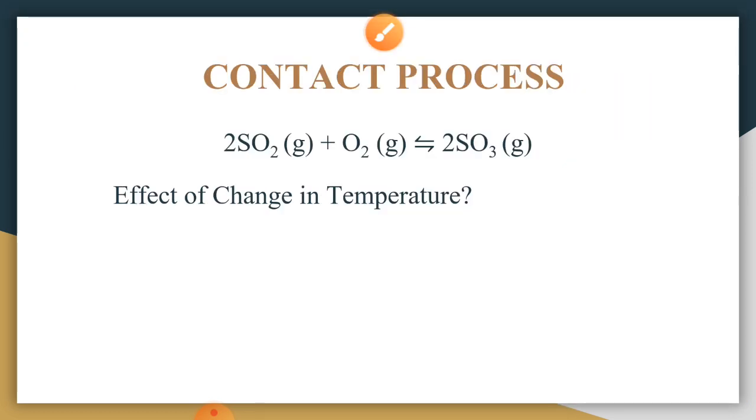But what happens is that, in the same case as Haber's process, if we decrease the temperature, the rate of reaction becomes too slow. So we kept the reaction conditions at a compromise temperature, that is 450 degrees centigrade, and to compensate for that slow rate of reaction, we add vanadium pentoxide as a catalyst that increases the rate of the forward as well as the reverse reaction, and the dynamic equilibrium is achieved earlier than expected. So this is how Le Chatelier's principle is applied in the Haber's and the contact process.